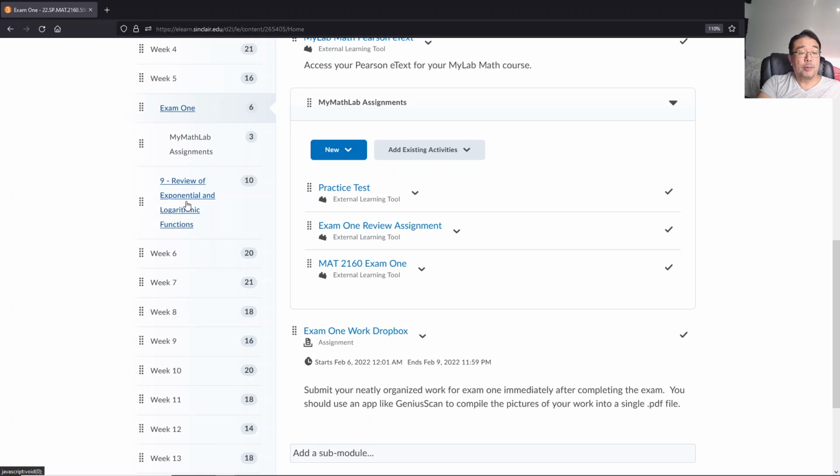And then we will be starting the next section. The first one will be a review of chapter 4, just a review of exponential and logarithmic functions, because we're going to start dealing with the derivatives of exponential and logarithmic functions. So that's what we'll be doing Sunday.